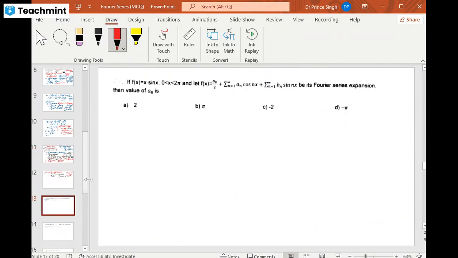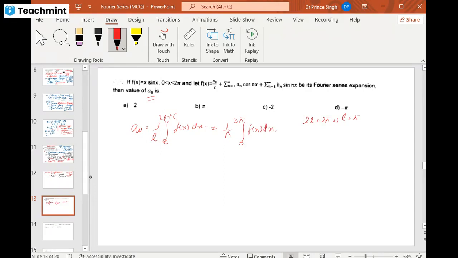The next question is, we need to find out the value of Fourier coefficient A naught here. And what is your function? x sine x. So what is the formula of A naught? A naught is 1 upon L, integral from C to C plus 2L, sorry, f of x dx. So what is the length of the interval here? 2L is equal to 2 pi. So the value of L is pi. So the formula is 1 upon pi, integral 0 to 2 pi f of x dx.